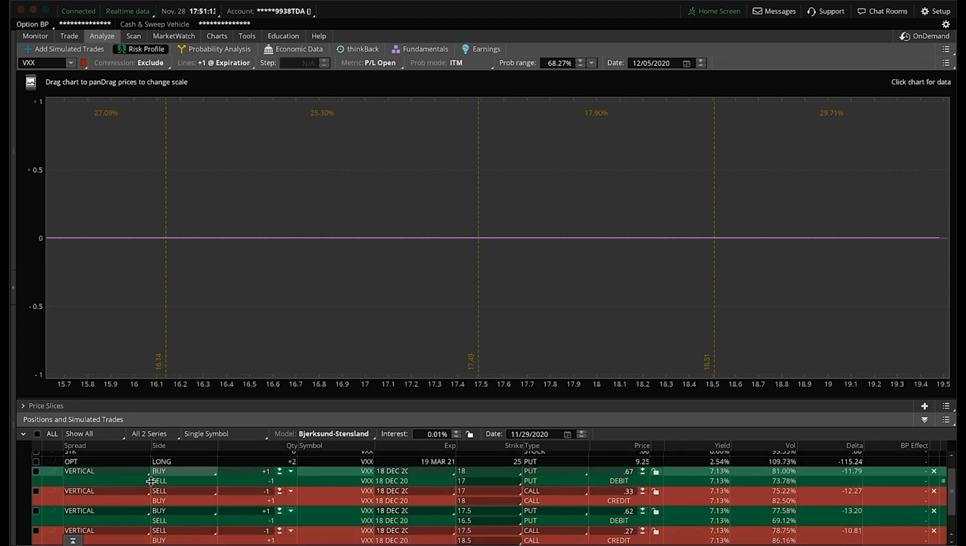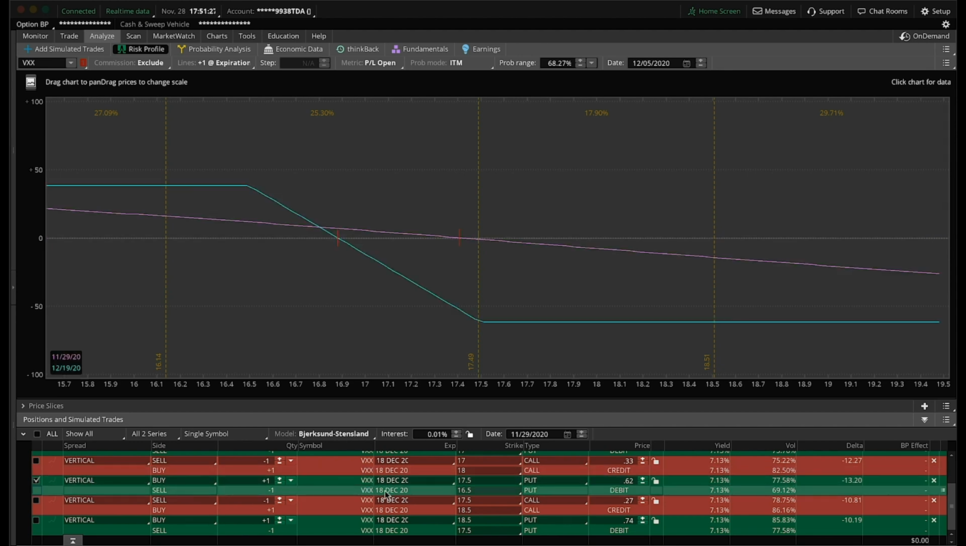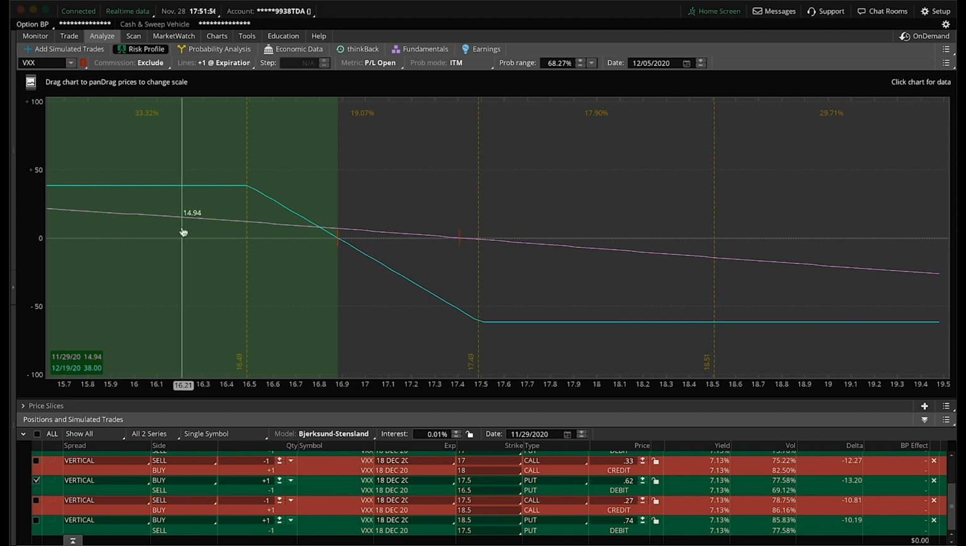Now the first one we'll look at down here is this long put vertical right here. We can see it is long the 17.50 put, and then it is short the 16.50 put. So with today's price right there, it actually has to move downward into the profit range. So we can put this little thing at 16.50, and the price actually has to go down to there to reach the maximum profit, which in this case would be $38 for this spread.